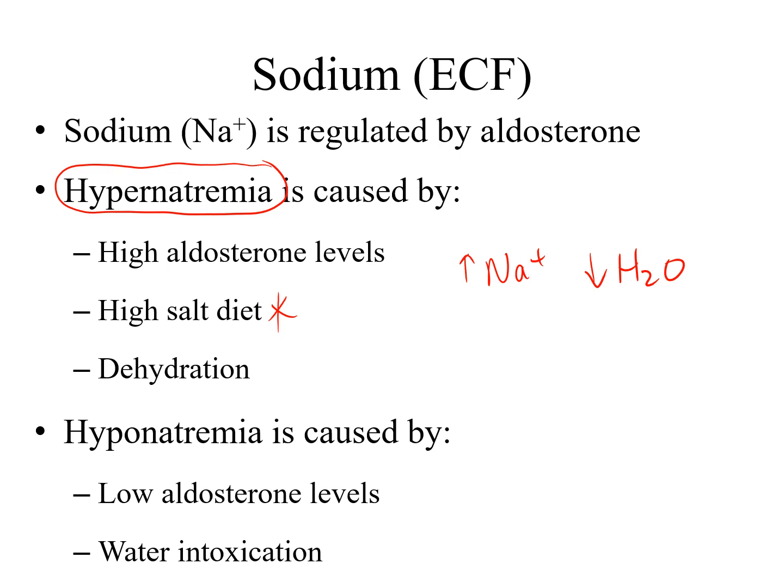Hyponatremia, here's a new term for us, means what? That's low blood sodium levels. That can be caused by low aldosterone, which means you won't retain as much sodium. Water intoxication is the opposite. Water intoxication means you've drunk too much water in a short period of time.